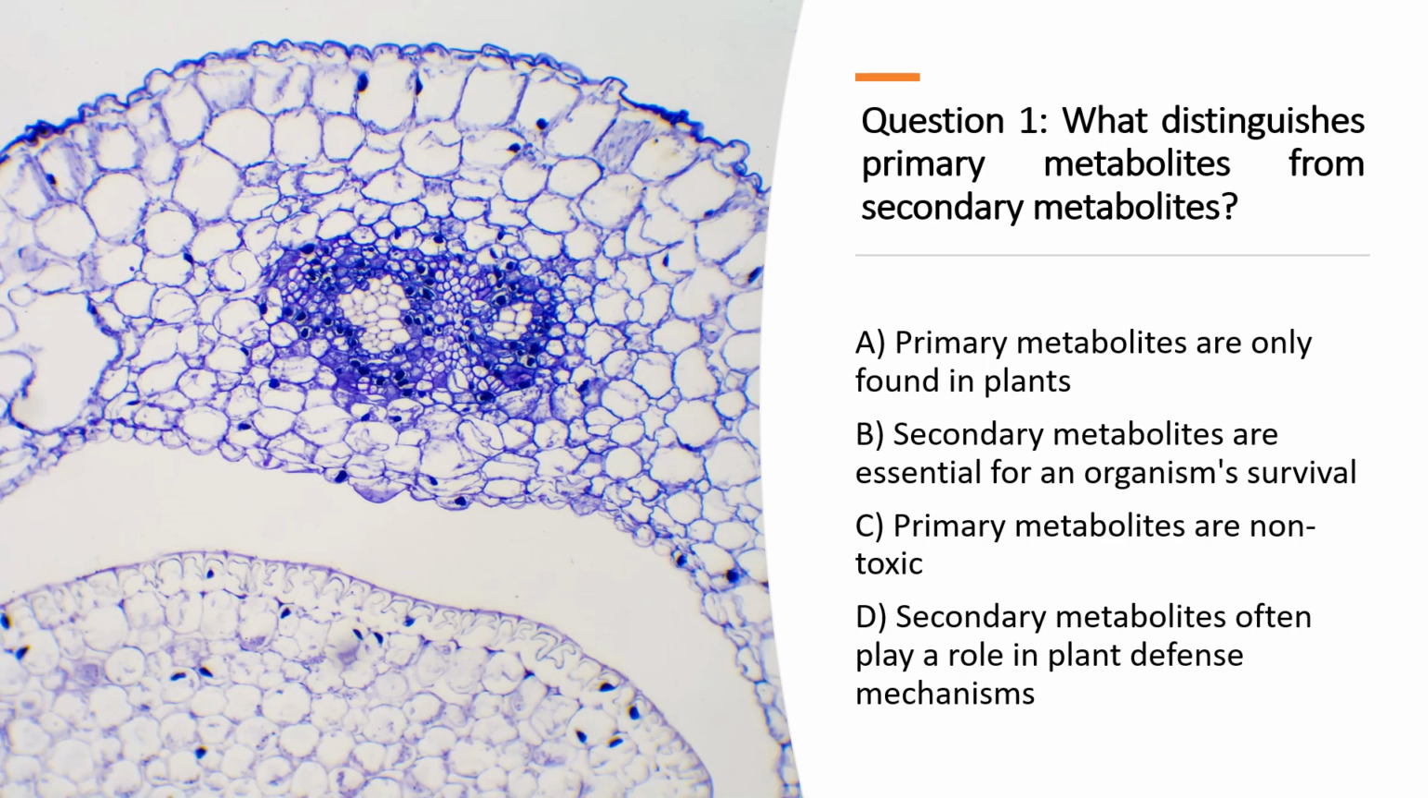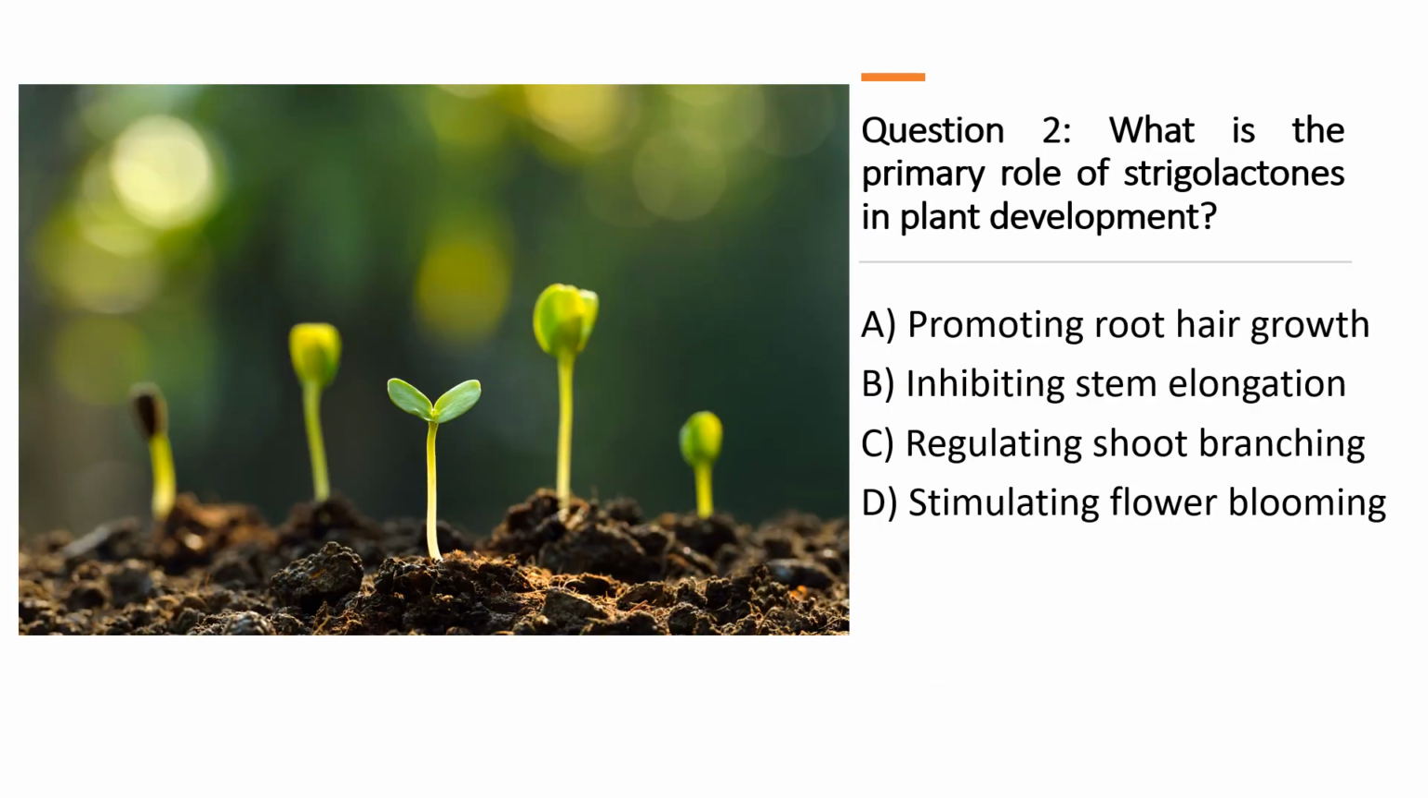Let's move to another question. What is the primary role of strigolactones in plant development? A. Promoting root hair growth. B. Inhibiting stem elongation. C. Regulating shoot branching. D. Stimulating flower blooming. So strigolactones are primarily known for their role in inhibiting shoot branching, helping the plant to allocate resources more efficiently. So the correct answer is C, regulating shoot branching.